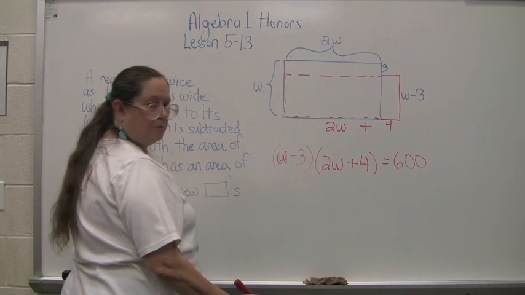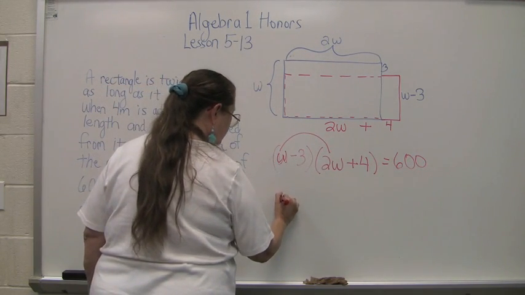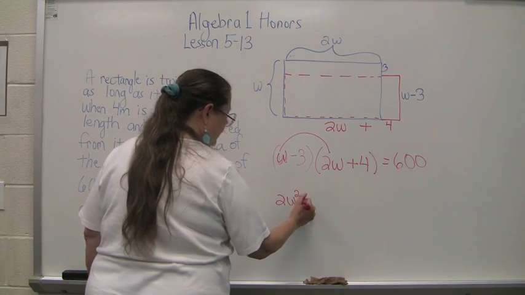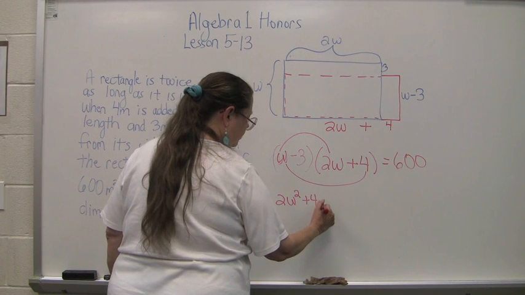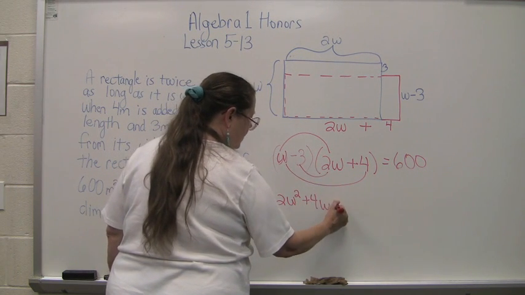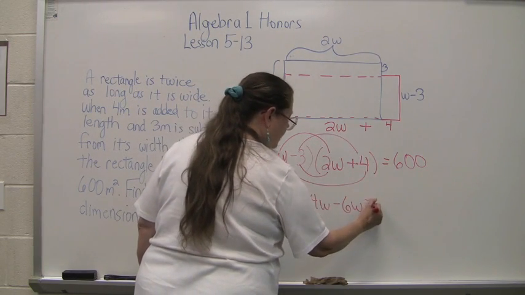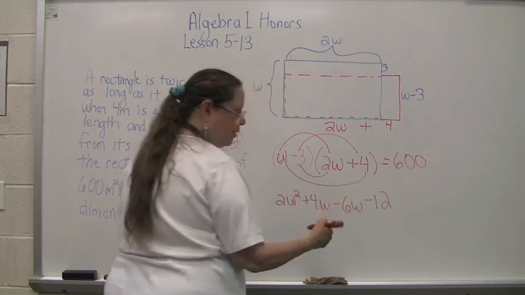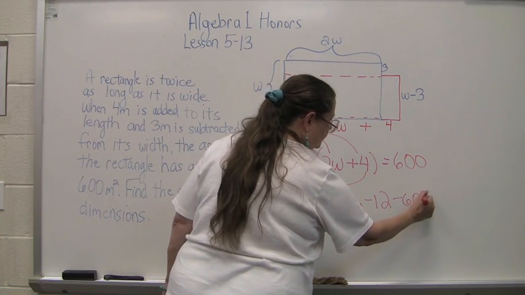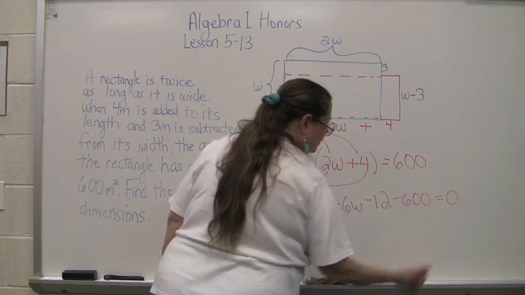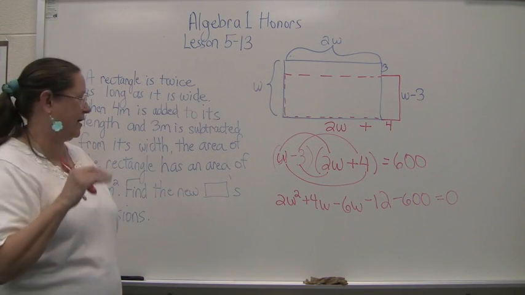Okay, so now we have to multiply. We have to actually FOIL here. First, we get 2W squared, outer plus 4W, inner minus 6W, last minus 12. And we're going to want to bring that 600 over here. So we're going to subtract 600 from both sides. Remember, because we want to have an equation equal to 0 so that we can factor.